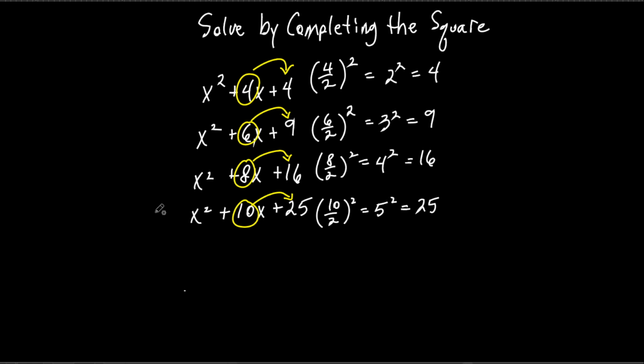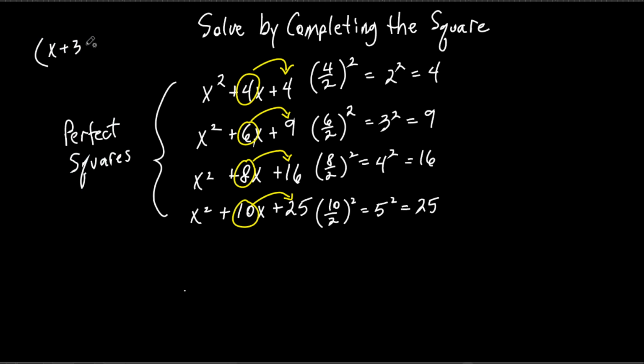These are all perfect squares, okay? We've talked about perfect squares in the past. Remember something like x plus 3 squared. That's a perfect square. Everybody see that? So x plus a number in the parentheses squared, that's all a perfect square. So that's what's going to happen here. These are going to come out to perfect squares. But let's do one more.